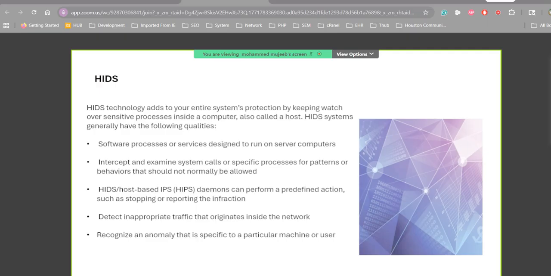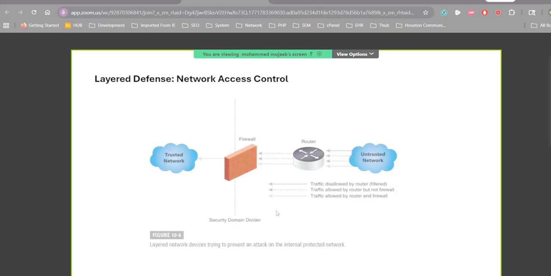It also says detect inappropriate traffic that originates inside the network. For example, if your customer base is North America and Canada only, and then traffic is coming from Japan, that is inappropriate traffic, so you might want to see what's going on there. Recognize an anomaly that is specific to a particular machine or user. If a machine is used at one place and all of a sudden it goes somewhere else, recognize that and send an alert.